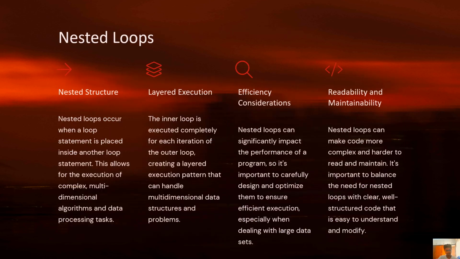Nested structure. Nested loops occur when a loop statement is placed inside another loop statement. This allows for the execution of complex multi-dimensional algorithms and data processing tasks. Layered execution. The inner loop is executed completely for each iteration of the outer loop, creating a layered execution pattern that can handle multi-dimensional data structures and problems.